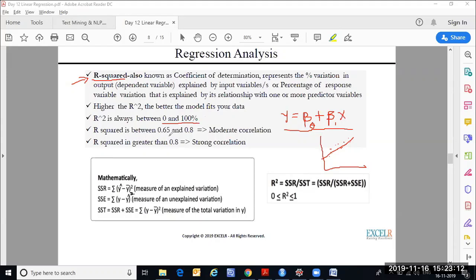If the R squared value is more than 0.8, then you can call that a very strong correlation. What do we mean by correlation? Why are we talking about correlation here?